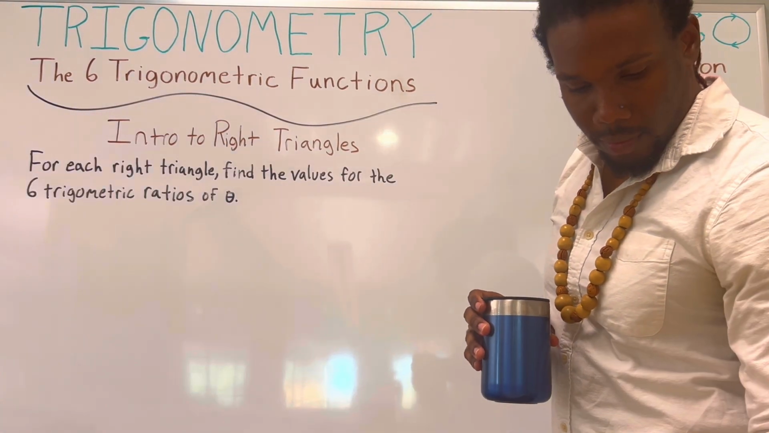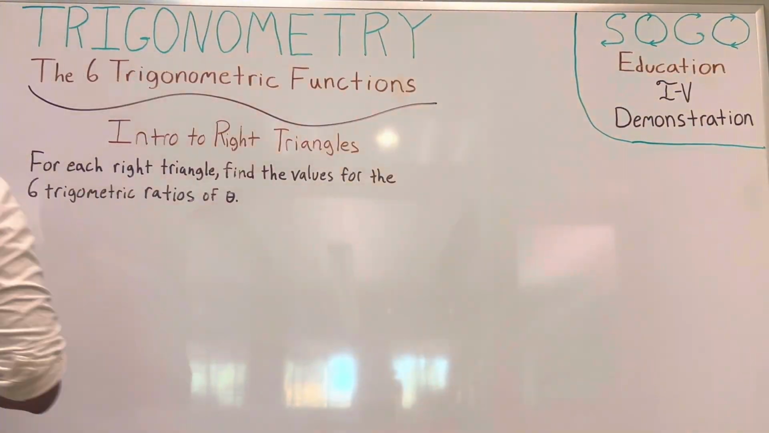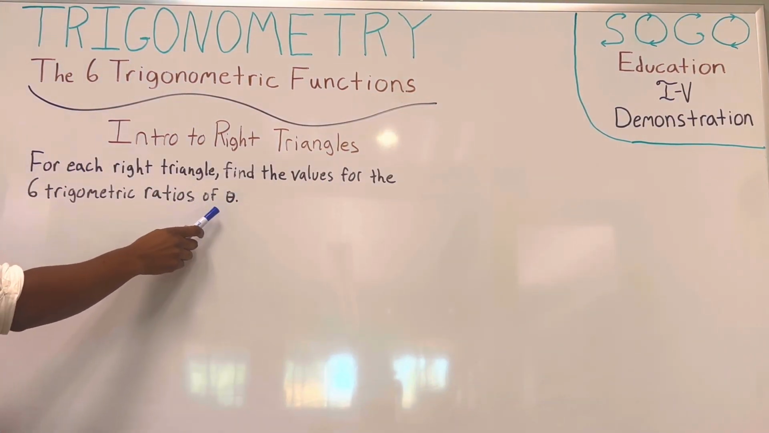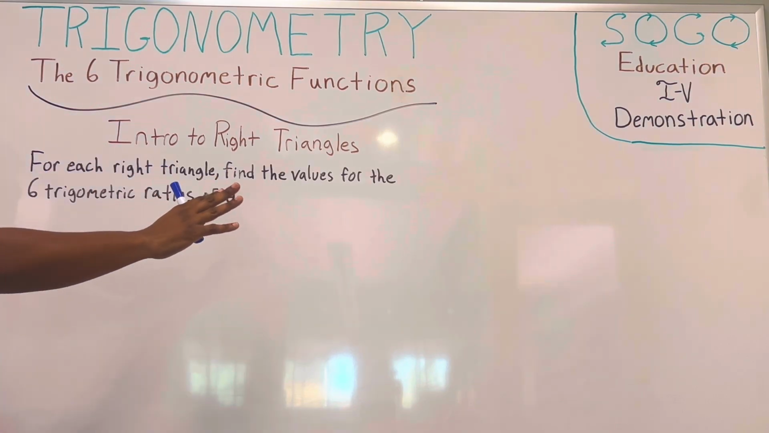All right, let's get into our first problem. For each right triangle, find the values for the 6 trigonometric ratios of theta. All right, so you know me.